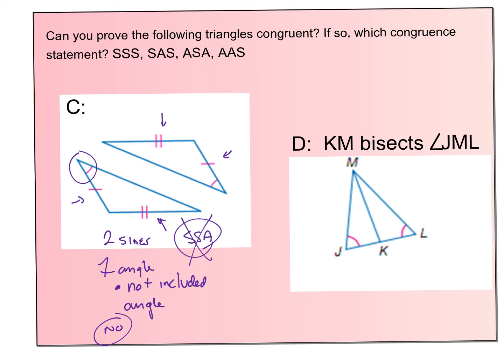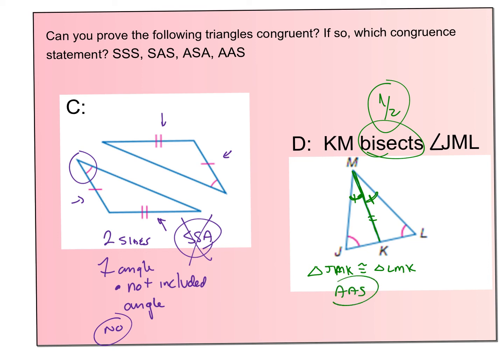Over here, letter D, KM bisects JML. Bisects literally means cut in half. So bisects JML means this angle is congruent and this angle is congruent. And now if you notice, MK is part of both triangles, so that's equal. So I can say triangle JMK is congruent to triangle LMK, and that's going to be angle, angle, side. So if you notice, you have angle, angle, next side, angle, angle, next side. That's my answer.